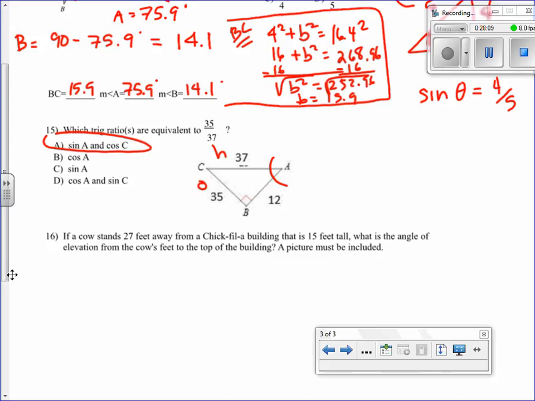So you mark angle A, and then you say, okay, how could I get a 35 over 37 from angle A? If I use these two sides, that's the opposite over hypotenuse. So that's the sine. And then if I use angle C, then the cosine would give you the same thing. It would also be 35 over 37, because if you're here, then this is now the adjacent side, and that's still the hypotenuse.